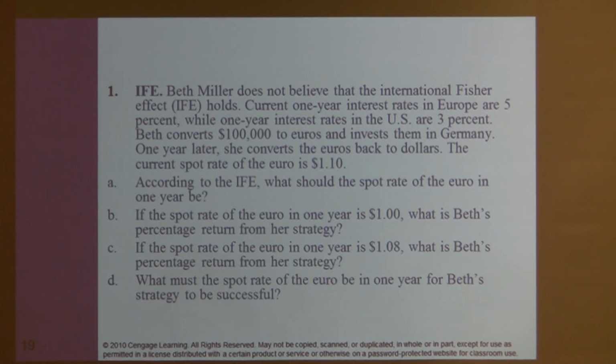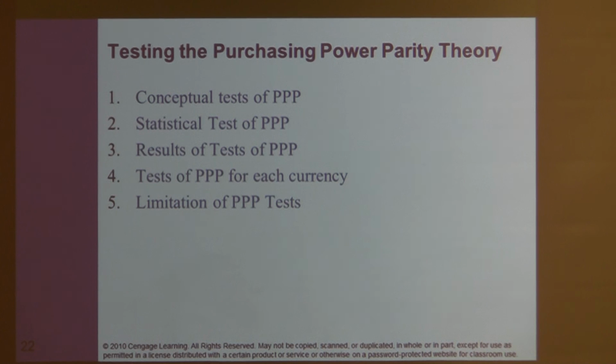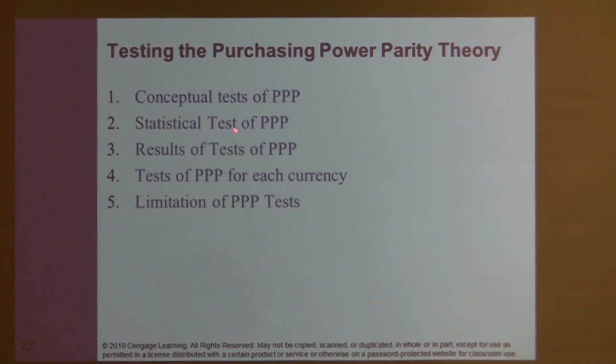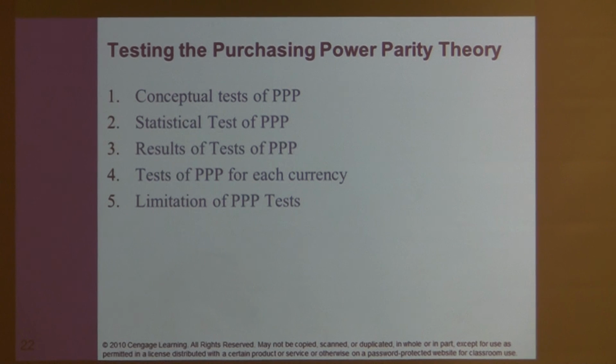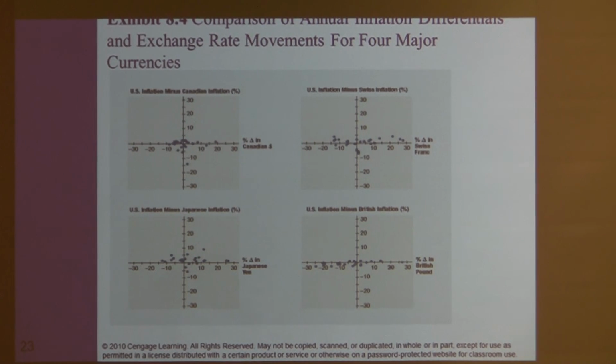Now, here is, I think we'll come back to this. It talks about the international Fisher effect. So, what are some of the ways in which people have tested the purchasing power parity? So, it talks about the conceptual test of purchasing power parity and what are some of the results of that. So, this is what you see as far as the results are concerned.